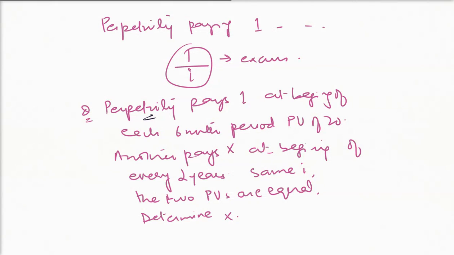Question of perpetuity paying 1. Okay, so what is the PV? 1 over I is the PV, right? So a perpetuity pays 1 at the beginning of each 6 months period, PV of 20.